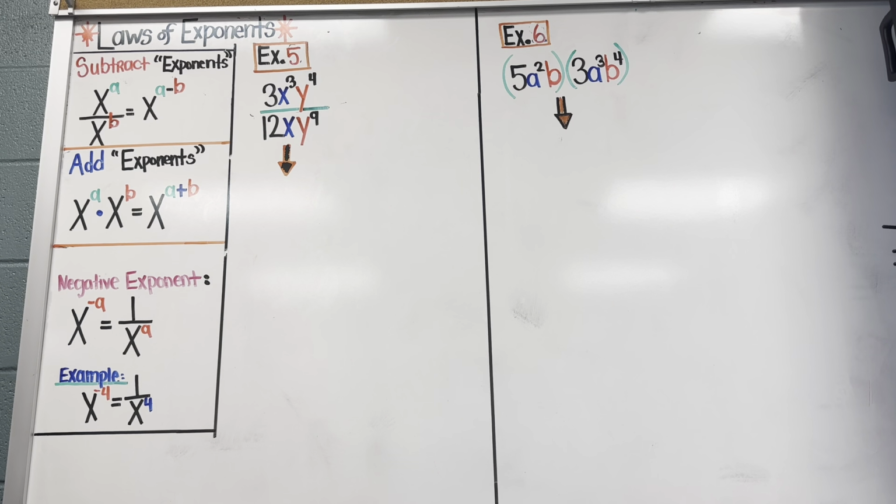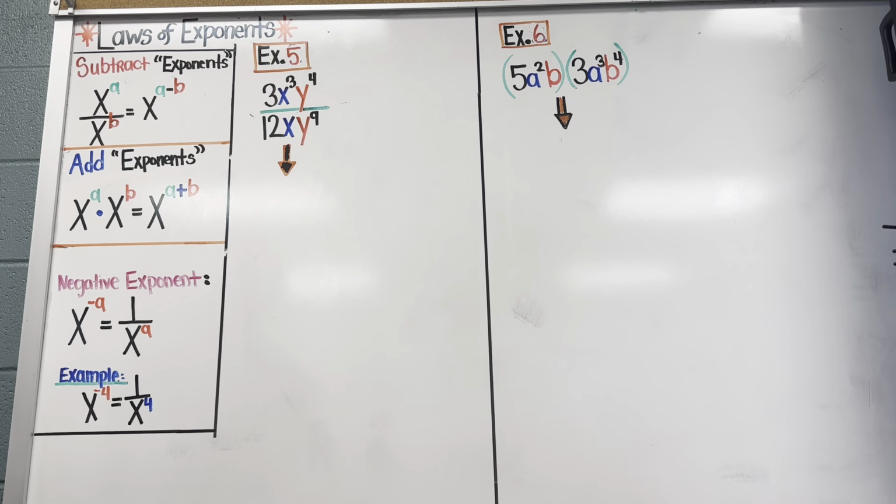And then the last additional rule is whenever we have a negative exponent, for example, x to the negative A power, that equals 1 over x to the positive A power. So for example, guys, if we had x to the negative 4 power, that actually equals 1 over x to the positive 4 power. All right?